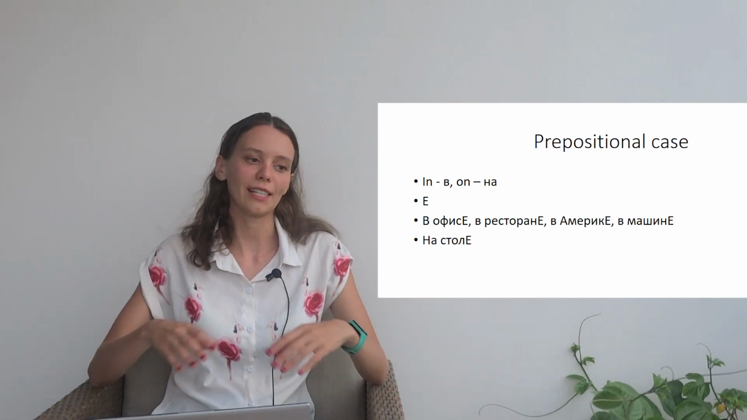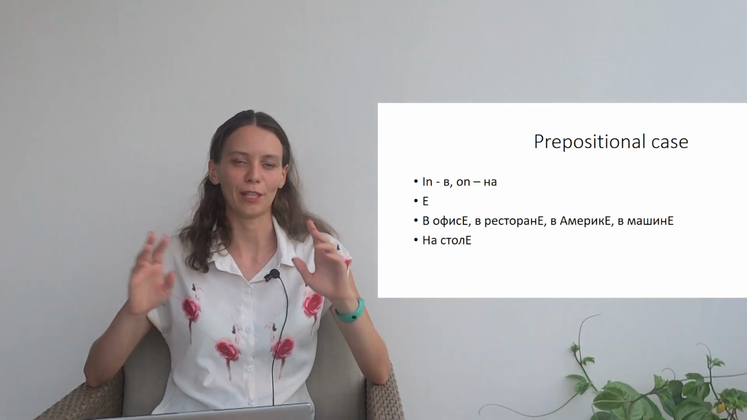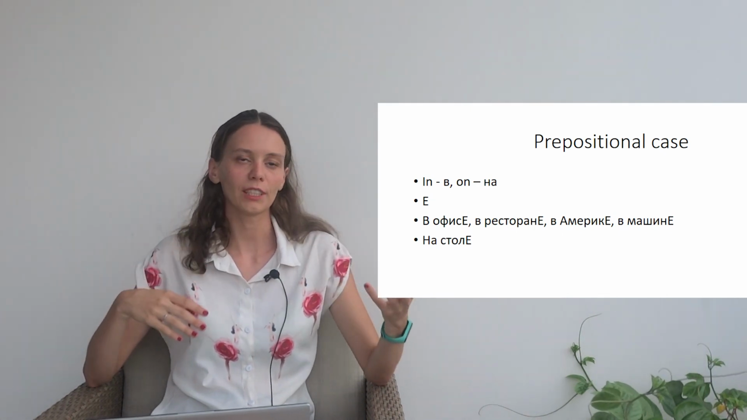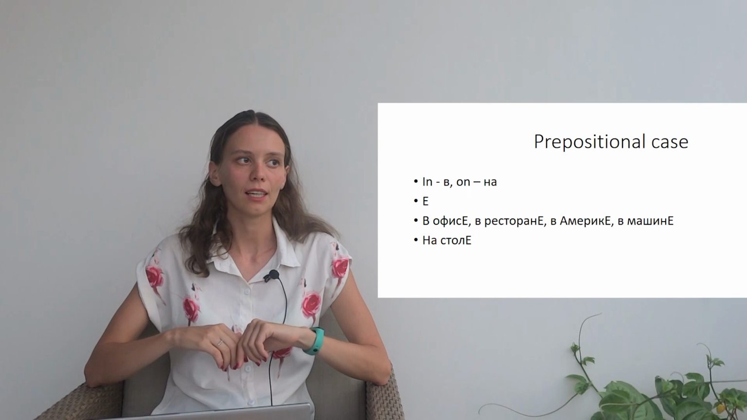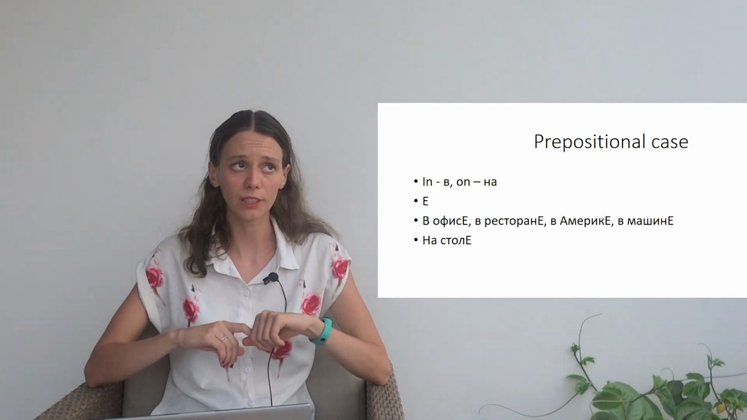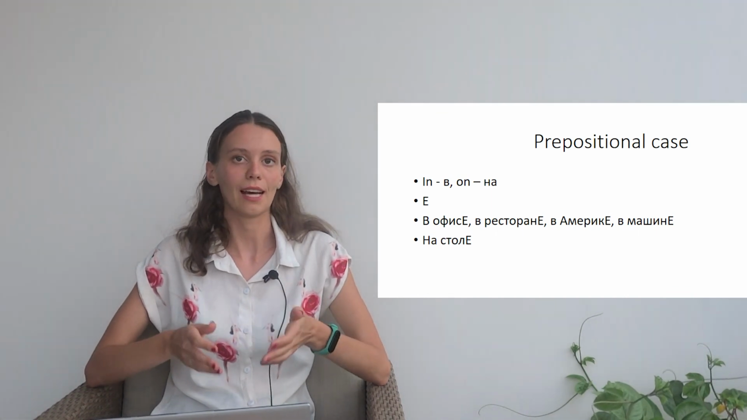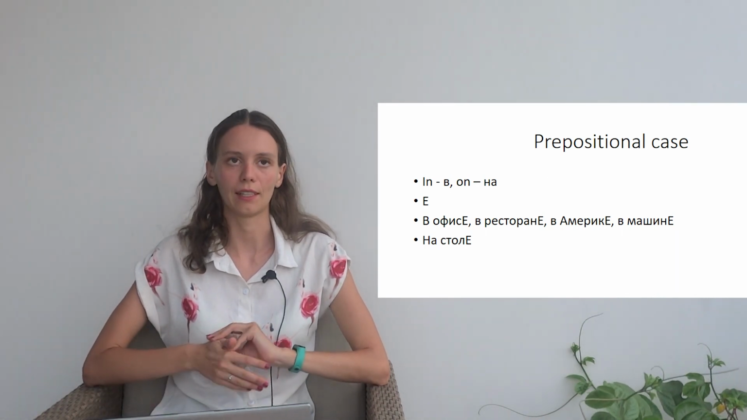For prepositional case, we have to change all the genders, masculine, feminine, neutral, and we have to add «е» to the end. So we say в ресторане, в офисе, в Америке, в Мексике. Or also we can say на столе, on the table, в машине, in the car. So every time after in or on, we have to add «е». And this is because this is a prepositional case used after prepositions.